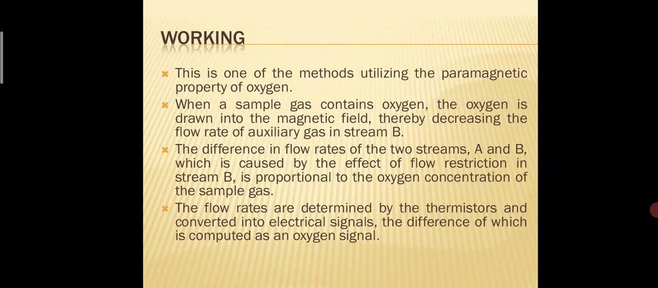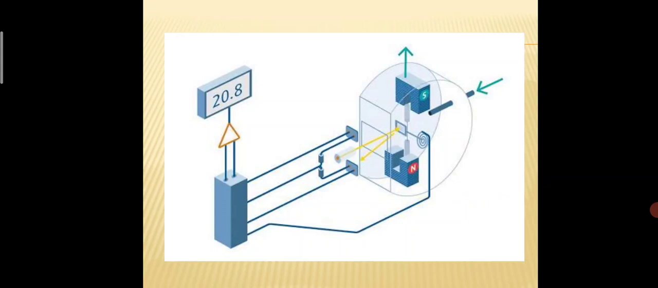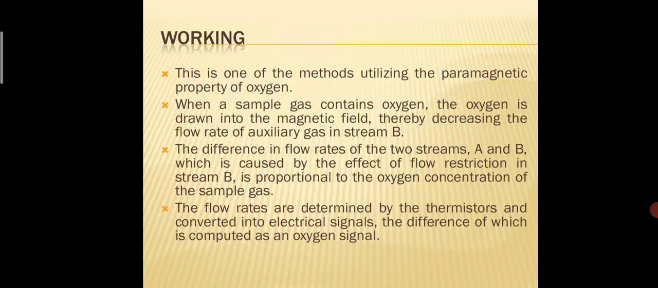Next, the working principle of this method. It is one of the methods utilizing the paramagnetic property of oxygen. Here two magnets are placed, creating a magnetic field between them. The oxygen gas is then fed into this medium, the oxygen concentration is varied by the magnetic field, and the varied concentration of oxygen is analyzed using these photodetectors. This is the principle used in this method.